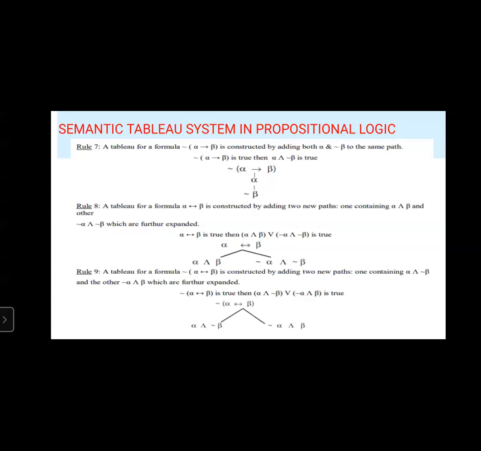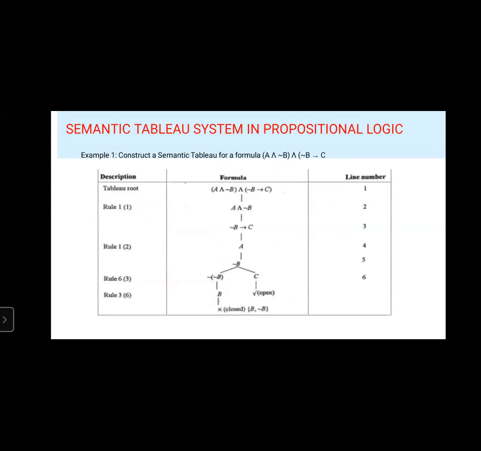Okay, next rule number 9: a tableau for a formula negation of alpha equivalent to beta is constructed by adding two new paths, one containing alpha and negation beta and the other containing negation alpha and beta, which are further expanded. So I can write like this: negation of alpha equivalent to beta is true, then alpha and negation beta or negation alpha and beta is true. Negation of alpha equivalent to beta, so alpha and negation beta, negation alpha and beta.